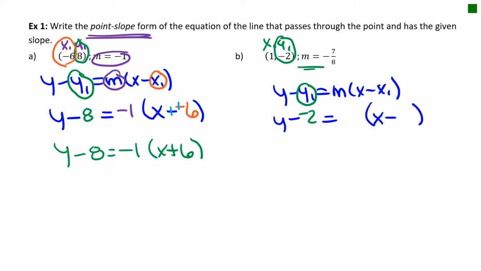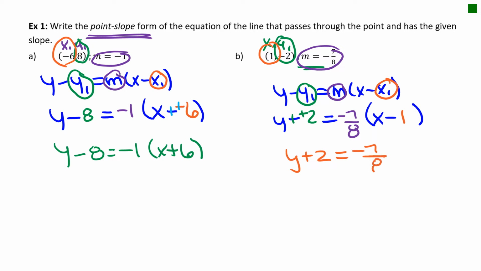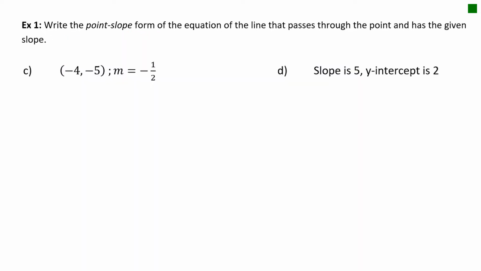Ooh, when you see that minus negative, change it to positive. The next thing they ask for is slope. Slope is going to be -7/8. And then the last thing they ask for is x1. x1 is going to be 1. So your final answer is going to look like y plus 2 equals -7/8 times x minus 1.